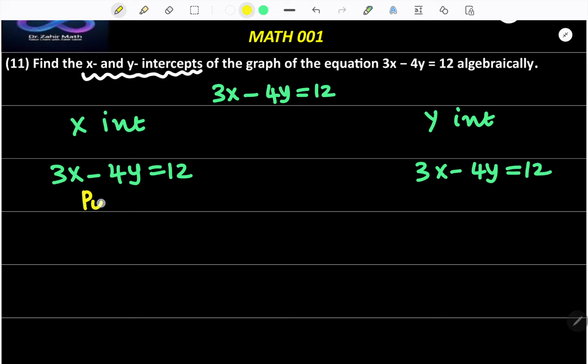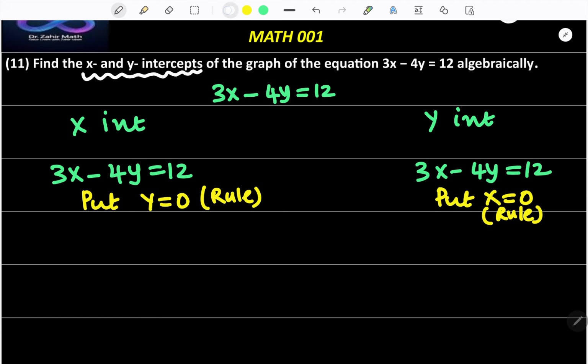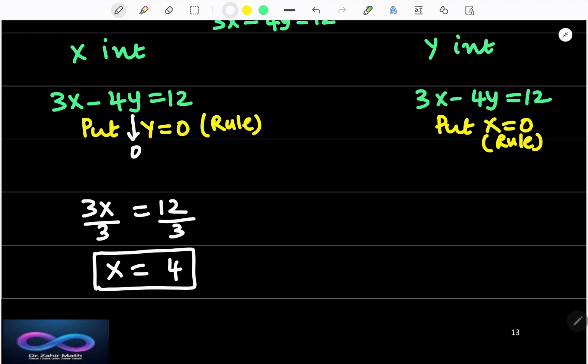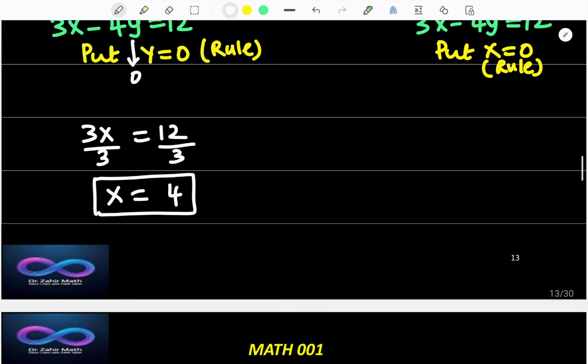What is the rule? The rule is, for the x intercept, put y equal to 0. For the y intercept, put x equal to 0. Keep this in your mind. Okay, right. When I put y equal to 0, this becomes 0. So 3x is equal to 12. Divide by 3, divide by 3. So x equals 4. So what is your x-intercept? Your x-intercept is 4 over 3. Clear? Sorry.